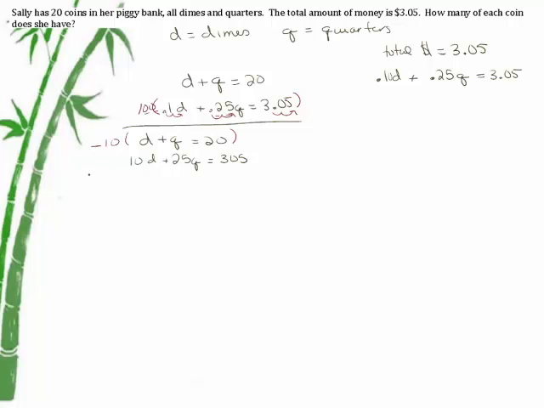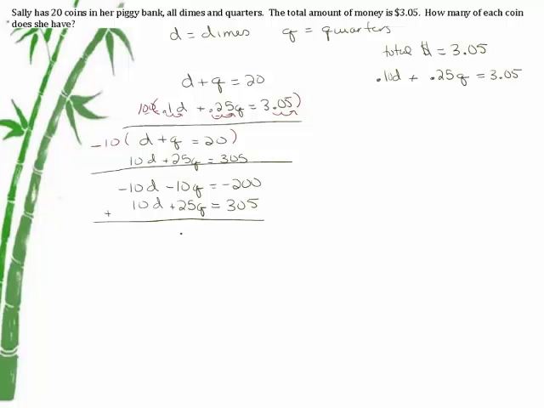So after multiplying by negative 10, I'm going to get negative 10D minus 10Q is equal to negative 200. And then my other equation gives me the positive 10D plus 25Q is equal to 305. When I add these together, my dimes will cancel. I'll have 15Q is equal to 105. I'll divide both sides by 15. And 105 divided by 15 is 7. So Sally has 7 quarters.